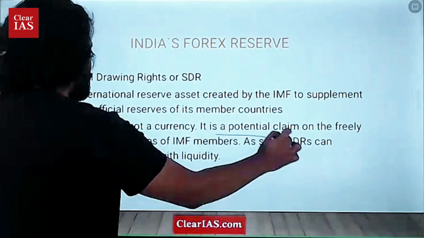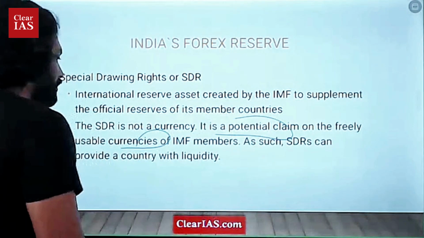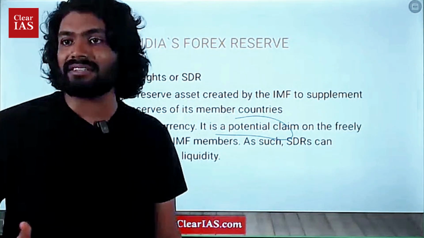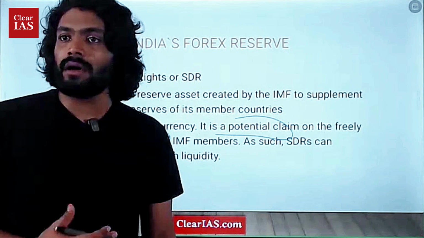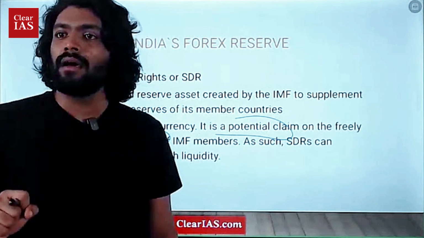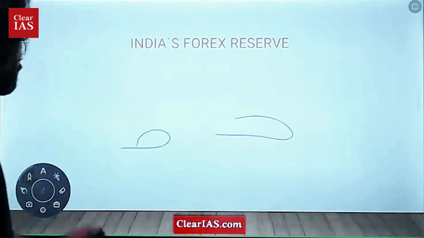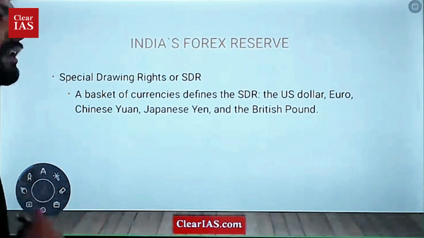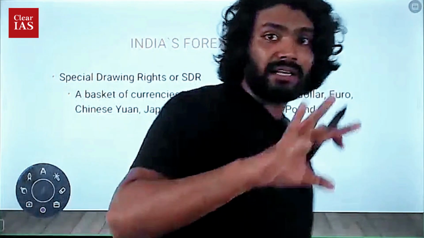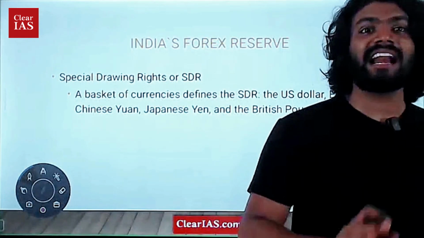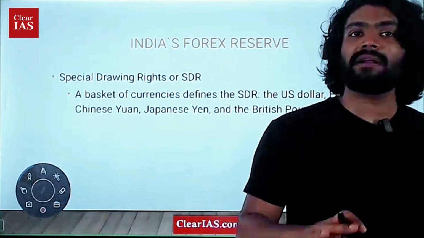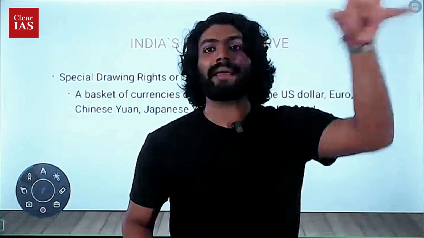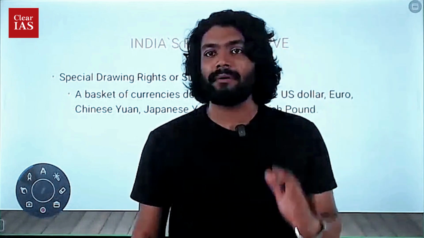See, this is the potential claim on the freely usable currencies of the IMF. So SDRs can provide a country with liquidity. If there is a deficit in liquid cash, liquid dollars, that can actually help countries. SDR can help countries to access liquidity at a low cost. So it is based on the value of a basket of currencies. SDR is not itself a currency. You may get a statement like: SDR is a currency by the IMF on which any member country has a potential claim. That is wrong. SDR is not a currency. It is only a potential claim. It's a right. It's a claim on the IMF.